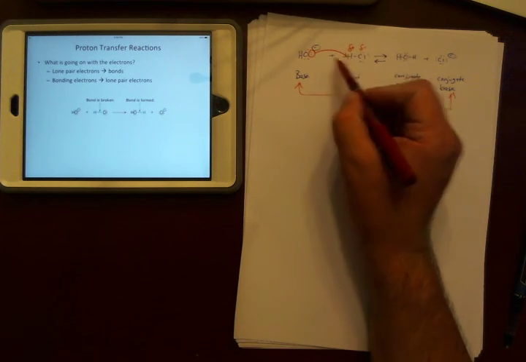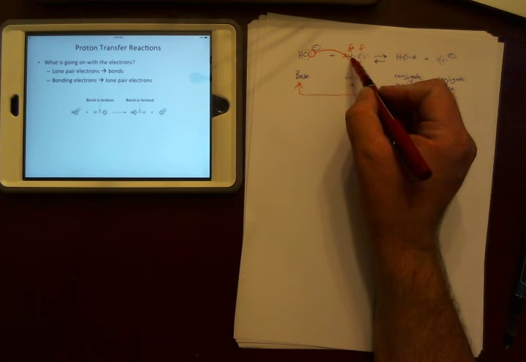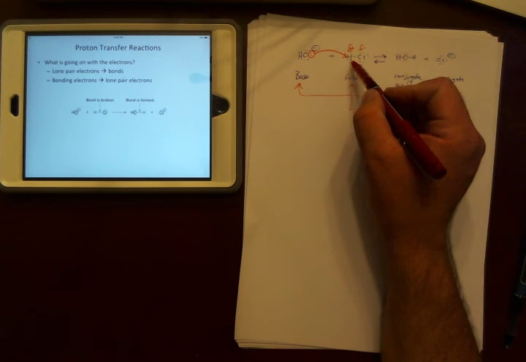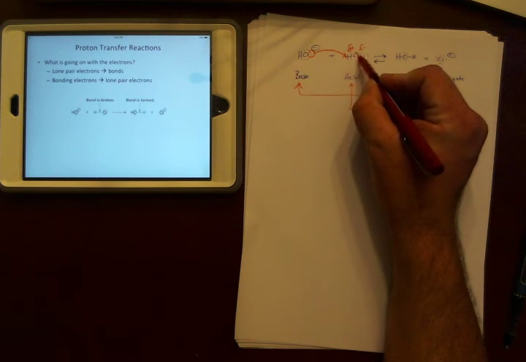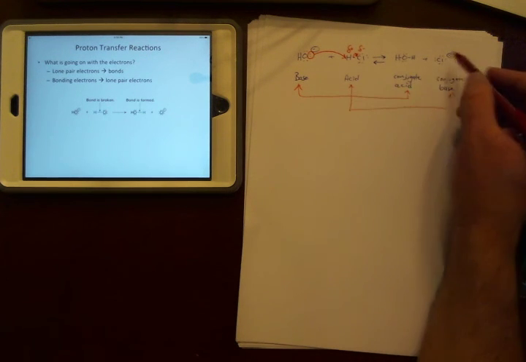I'm going to make a bond to this hydrogen. Well, hydrogen only needs one bond, so it's got to figure out what to do with these two electrons. So what it does is it pushes those two electrons onto the chloride. The chloride's happy to do it. It's electronegative, it has its octet filled, and everybody's happy.